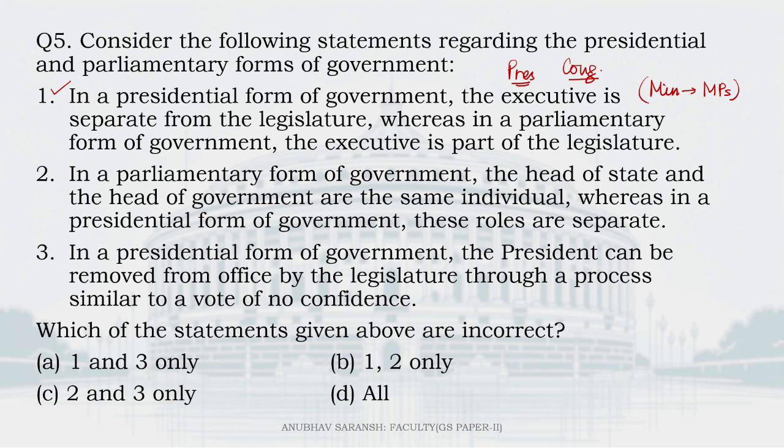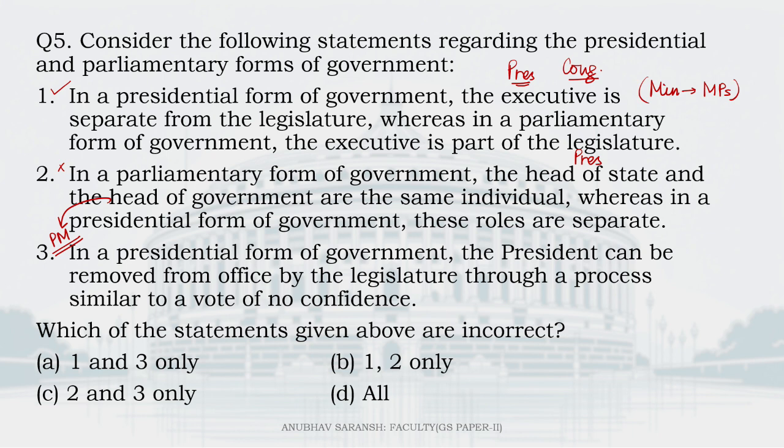So 1 is correct. Number 2, in a parliamentary form of government, the head of state and the head of government are the same individual. Really? Of course not. Head of state is the president. Head of government is the prime minister. For example, in India, I mean, the nomenclature can be different. You can call them chancellors, etc. But the point is that the head of state and the head of government are different individuals, dual executive. Whereas in a presidential form of government, these roles are separate. It's the exact opposite. In a parliamentary, they are separate. In a presidential form, they are the same individual.